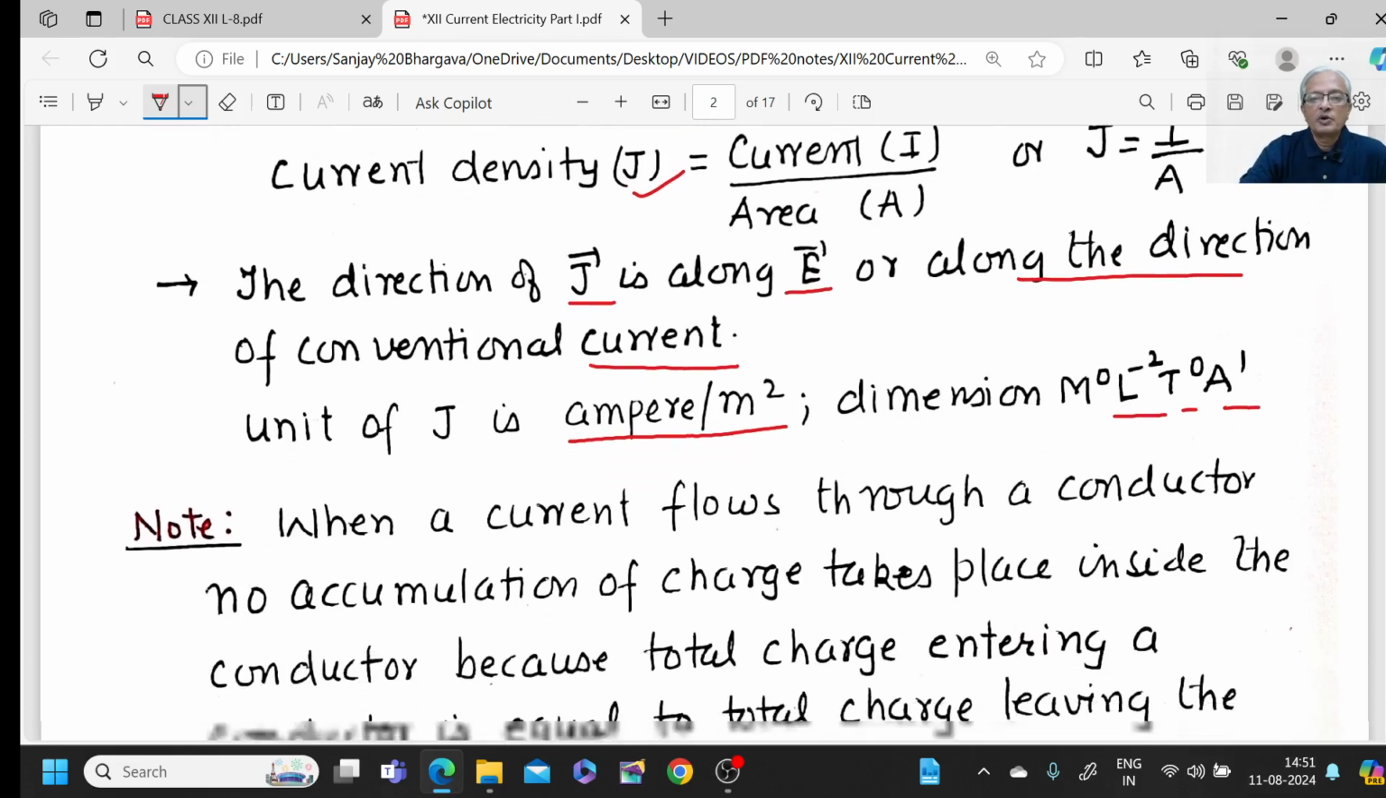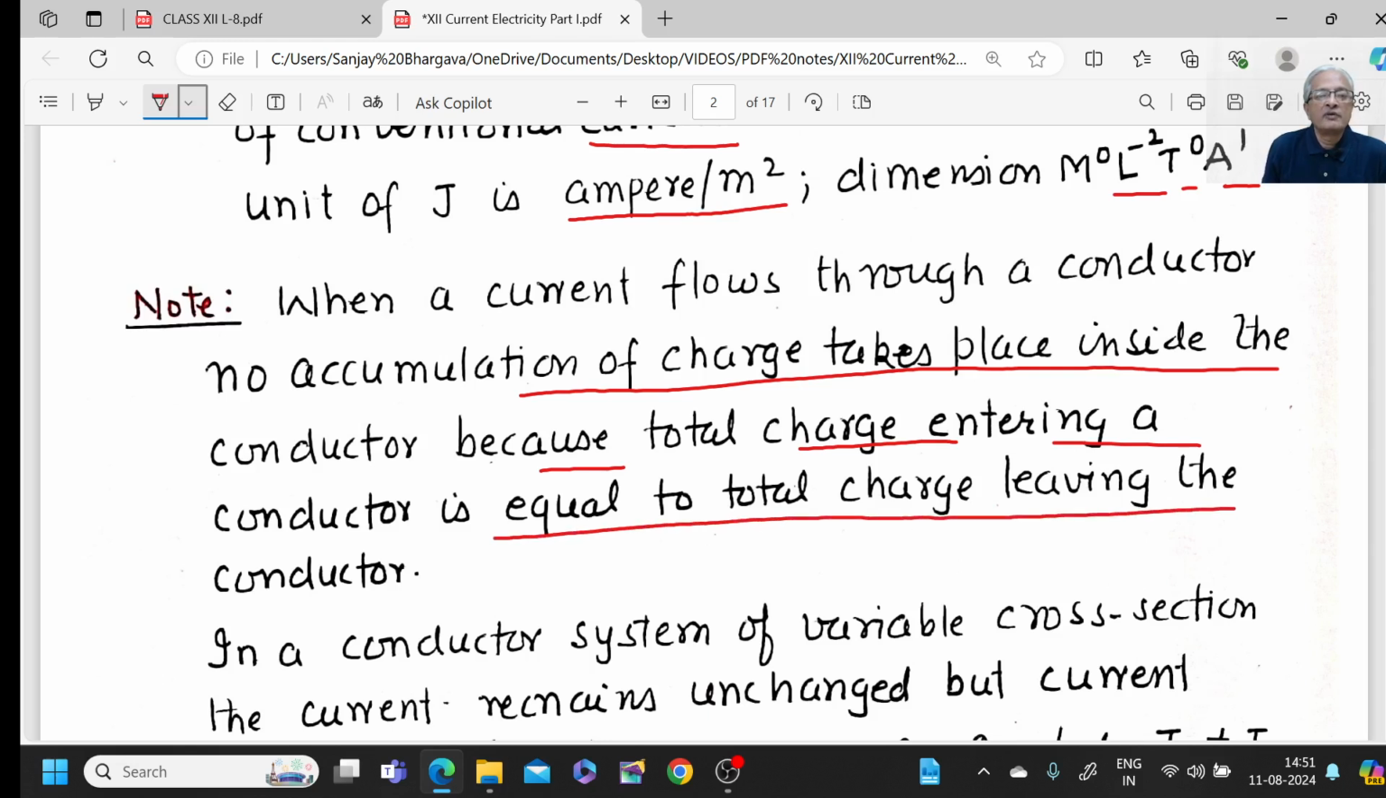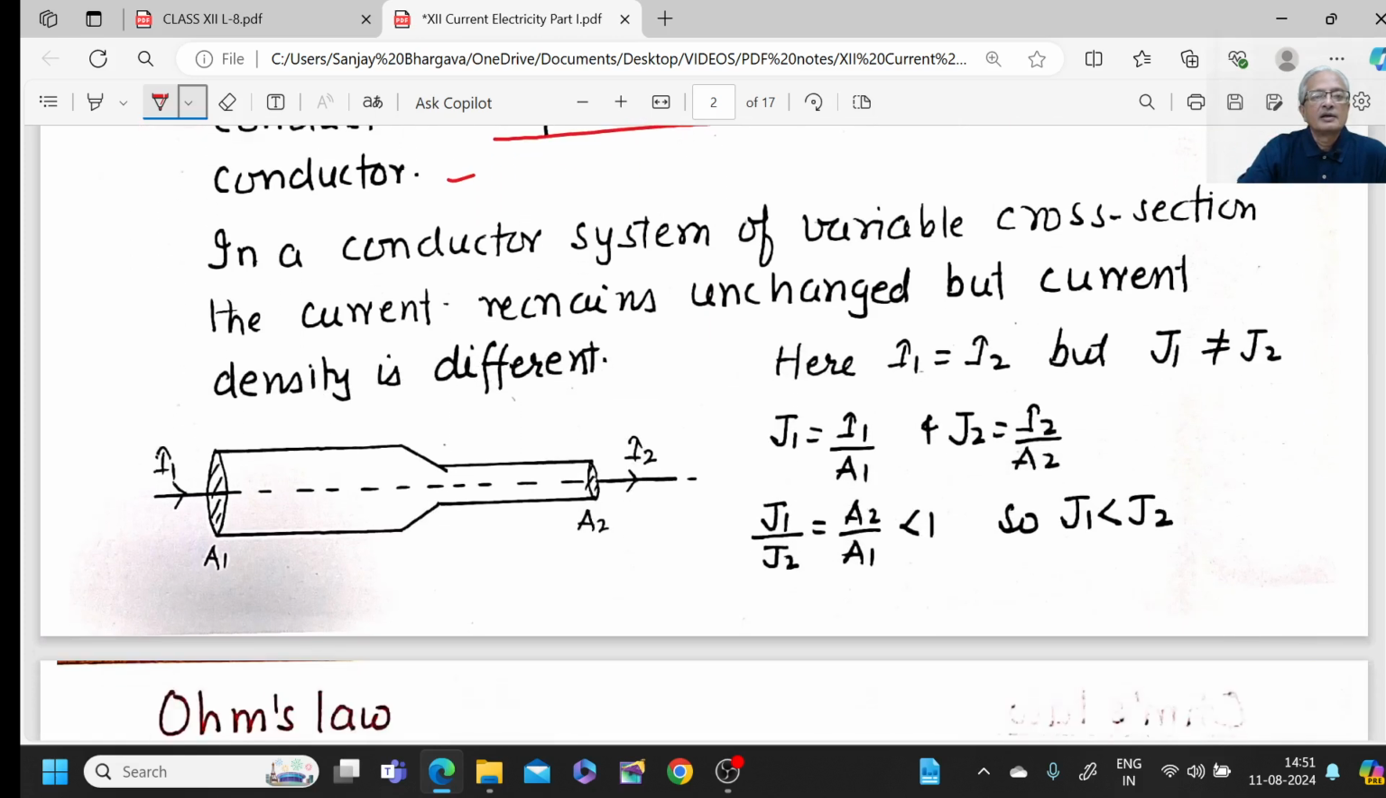Now we have put up a note here which says when a current flows through a conductor, no accumulation of charge takes place inside the conductor, because the total charge entering a conductor is equal to the total charge leaving the conductor. It is in accordance with law of conservation of charge. In a conductor system of variable cross section, the current remains unchanged but the current density is different. So if I have this shape of a conductor, then area of cross section in the two parts is different. So I define current density J1, and J1 would be equal to I1 upon A1.